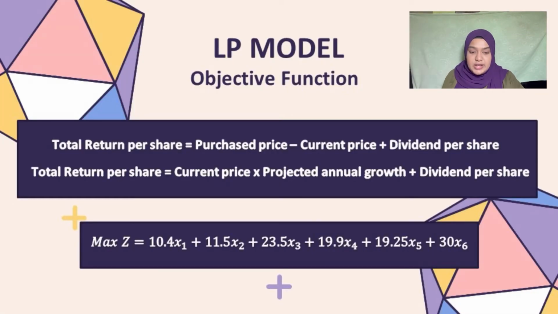Okay, for the LP model, the objective for this question is the total return per share. As stated in the question, the total return per share is purchase price minus the current price plus dividend per share, and this is similar to the current price multiplied by the projected annual growth plus the dividend per share. And using the values from the question, we obtain the objective equation as in the slide, which is max z = 10.4x1 + 11.5x2 and so on.